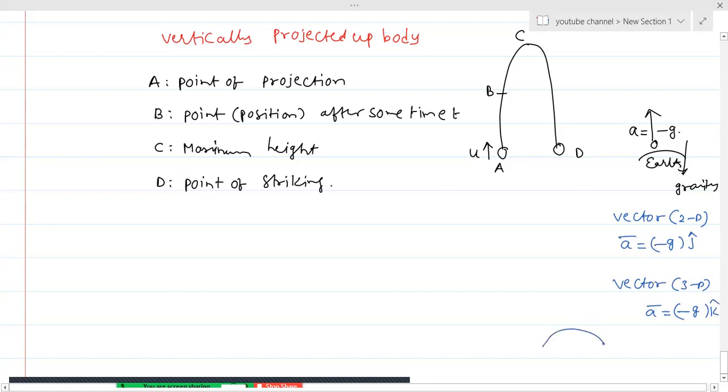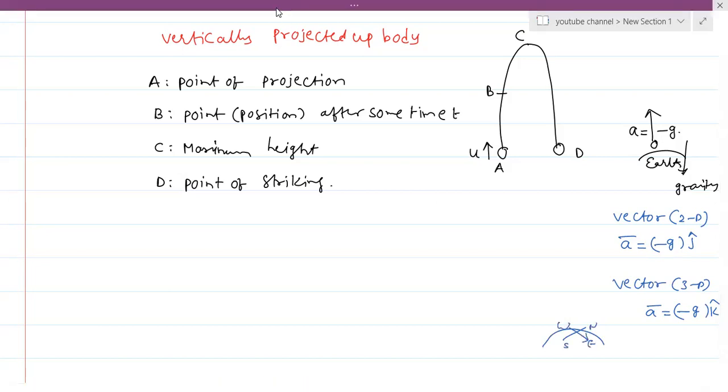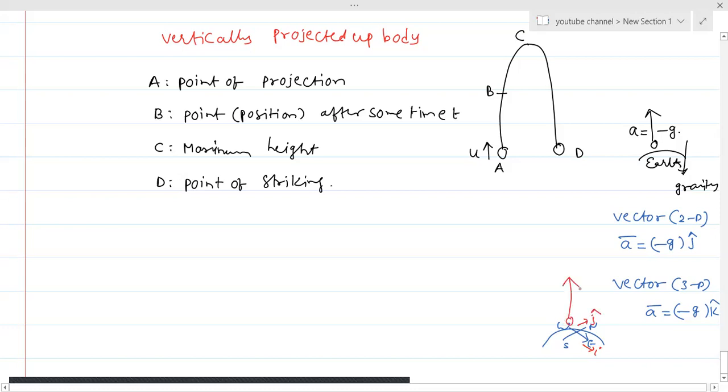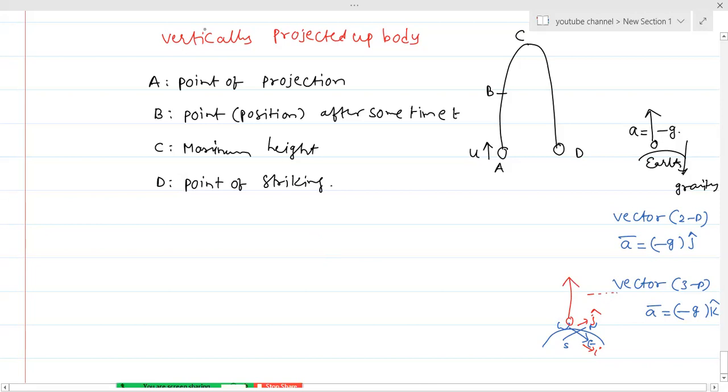Just now we have taken this as the earth, and on the earth we are taking north-south directions and east-west directions. Suppose the east direction is considered as I cap on the earth, and the north direction is considered as J cap. In that case, if the body is projected up, that is considered as minus g into J cap.